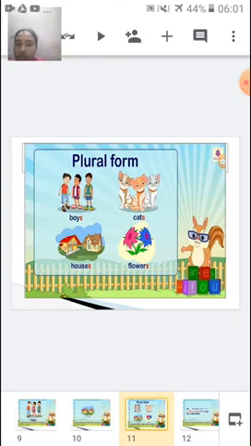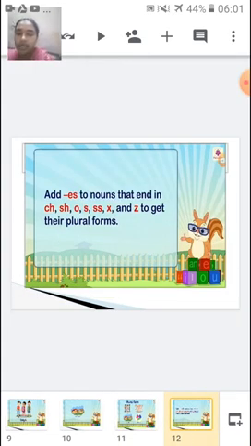Okay children. So the first rule we have is add es to the nouns that end in ch, sh, o, s, ss, x and z to get their plural forms. So all the nouns that have the ending letters ch, sh, o, s, ss, x and z will have to be added es to form their plural forms. So let me give you examples.